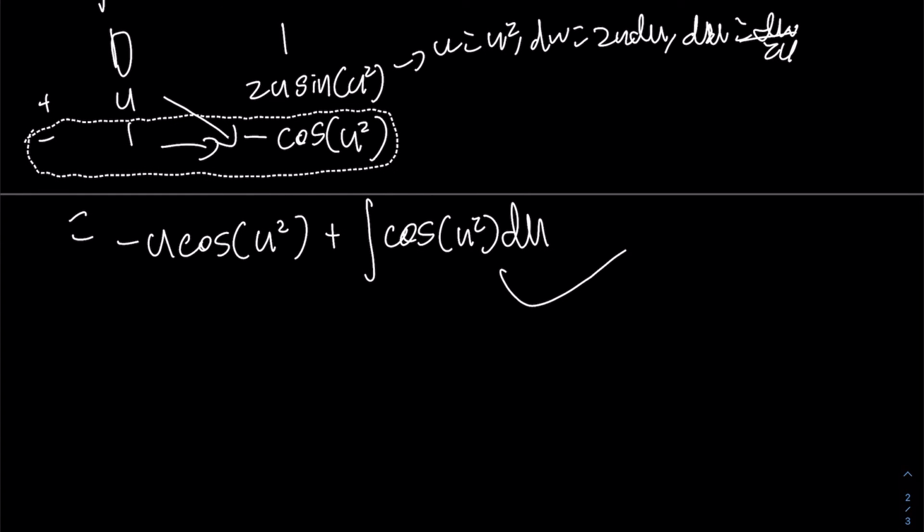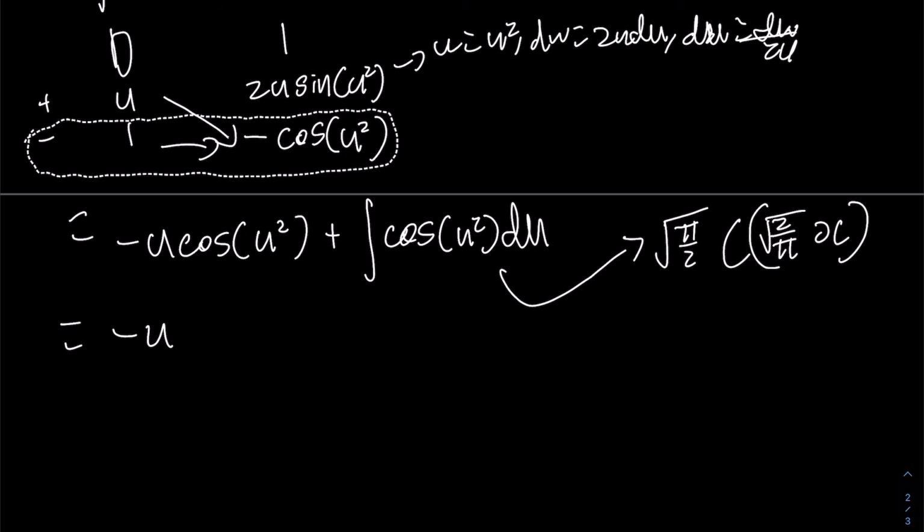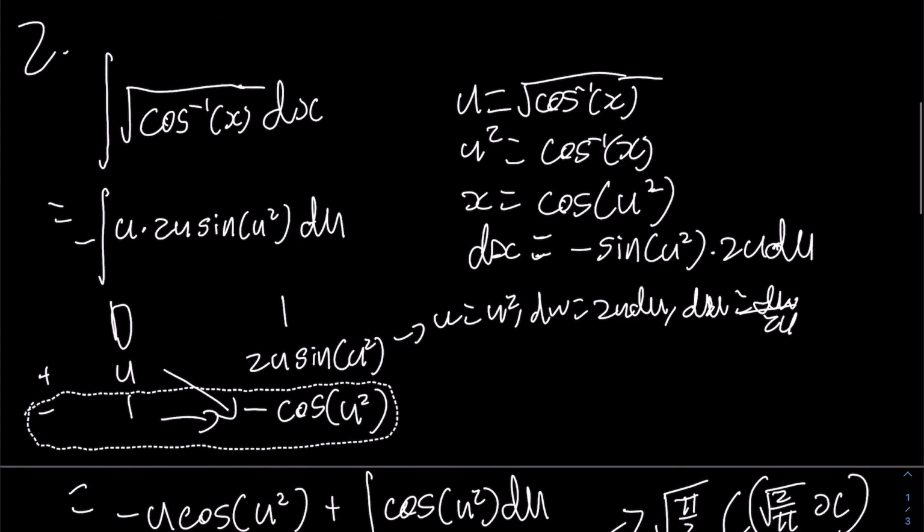So this right here, just to make a note, is equal to the square root of pi over 2 times the C, the Fresnel integral, of square root of 2 over pi times x. So what we see here is that we are just left with negative u cosine of u squared plus this integral, which evaluates to, and then well, this should be fine.